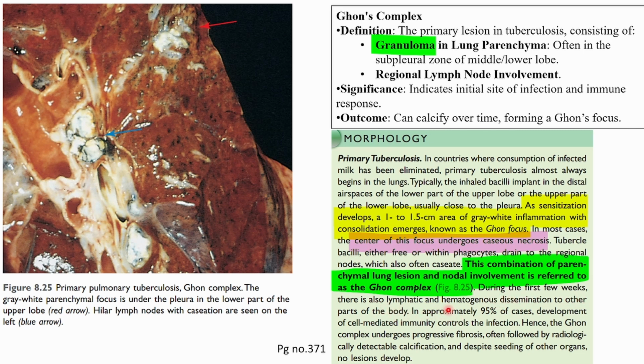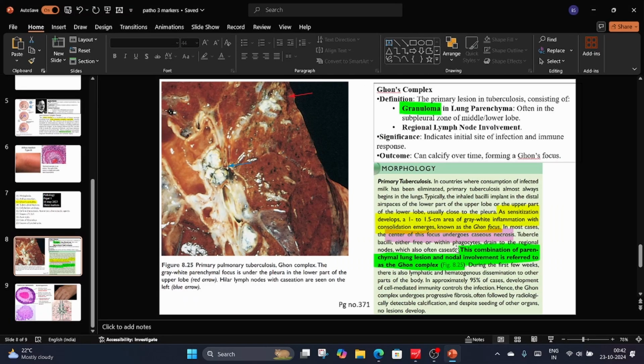There's also lymphatic and hematogenous dissemination to the parts of the body. Approximately 95% of the cases, development of the cell-mediated immunity controls the infection. Hence, the Ghon's complex undergoes progressive fibrosis, often followed by the radiologically detectable calcification. So once it is calcified, then it can be radiologically detected. And despite seeding of the other organs, no lesions develop. Okay. So yeah, that was about the Ghon's complex.